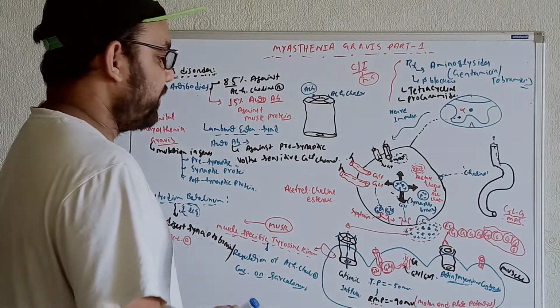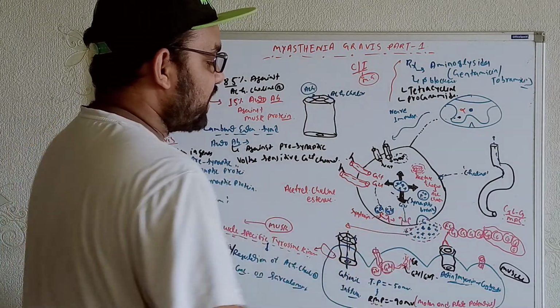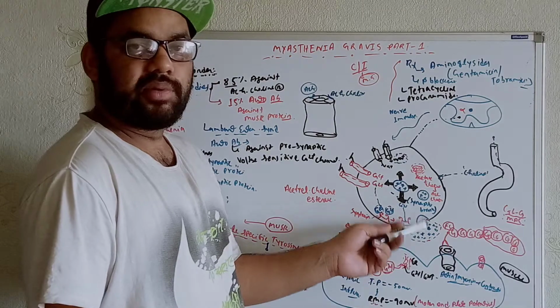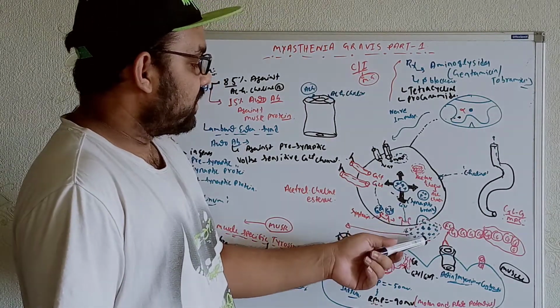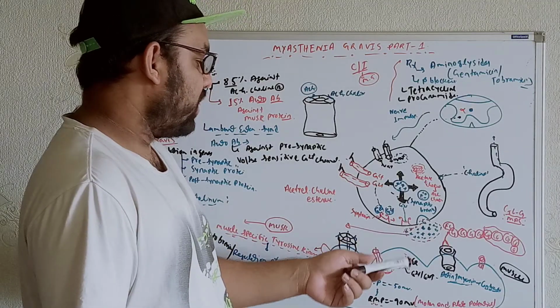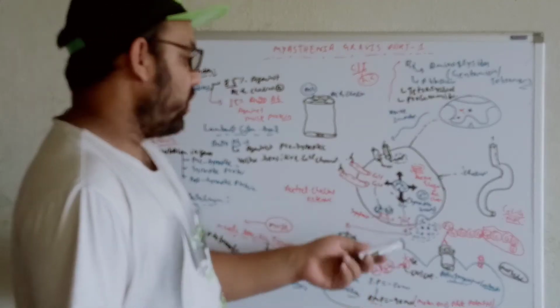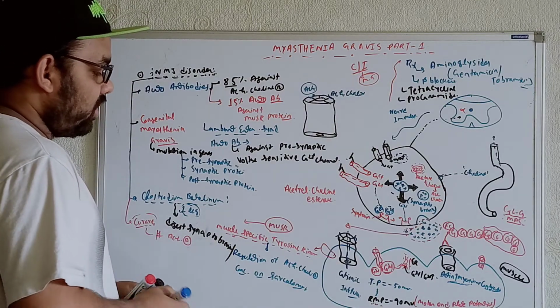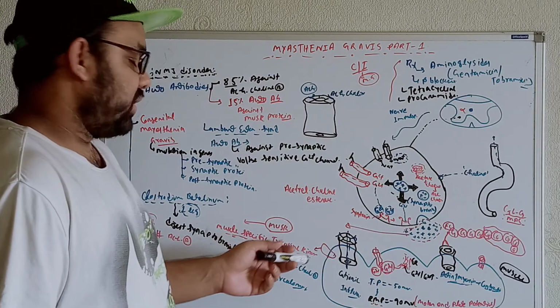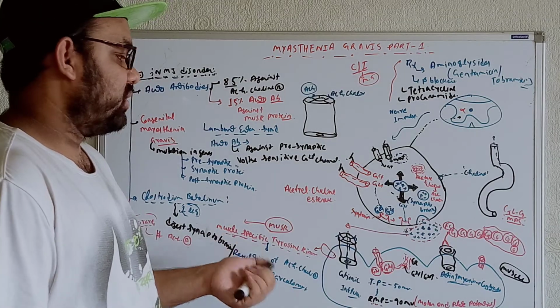So ultimately the acetylcholine will reach from the presynaptic membrane through the synaptic vesicles within the synaptic cleft. But this acetylcholine will not be able to bind with the receptor, because we are getting the production of autoantibodies against this MuSK protein, muscle-specific tyrosine kinase. These are the normal things.